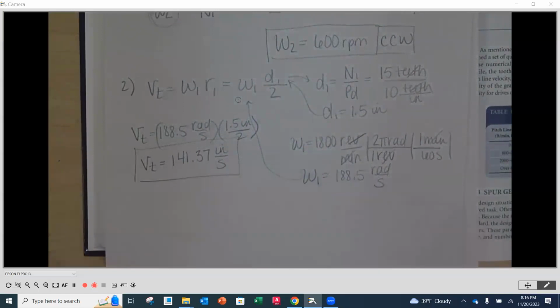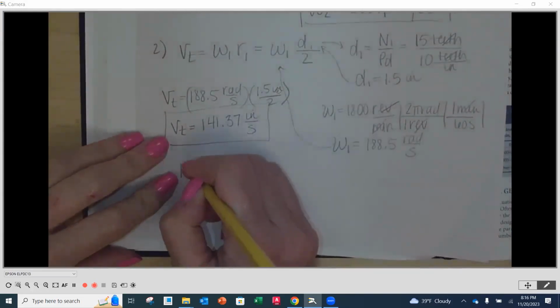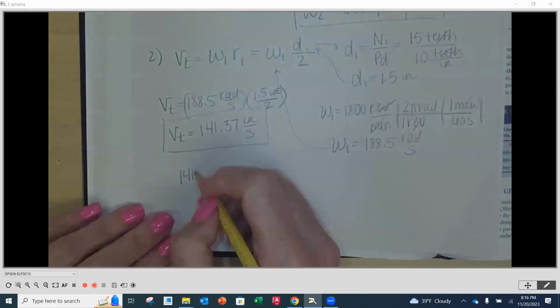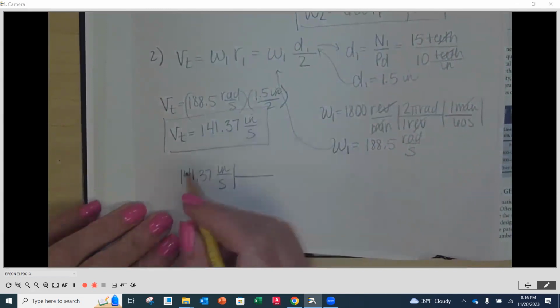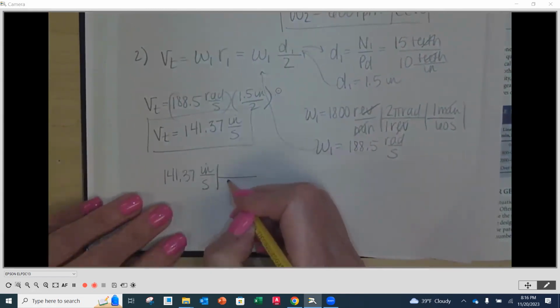No, this is a belt or a conveyor. So the most common units to use for a belt or a conveyor speed is feet per minute. So you'll notice that they have feet per minute in their answer. So let's just confirm that we get their numbers. So 141.37 inches per second. And we're going to convert that to feet per minute.